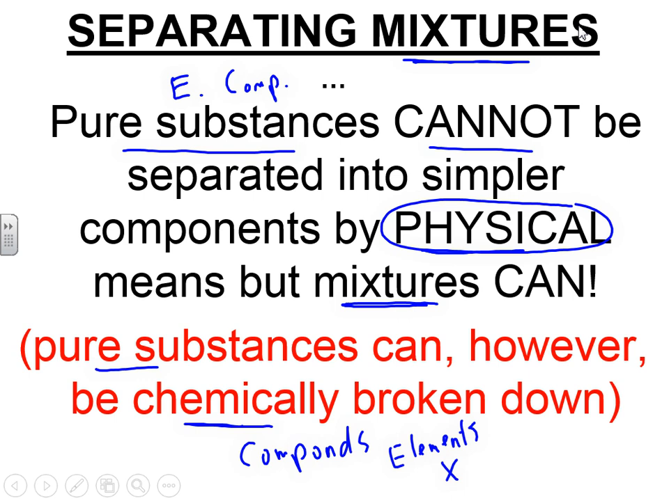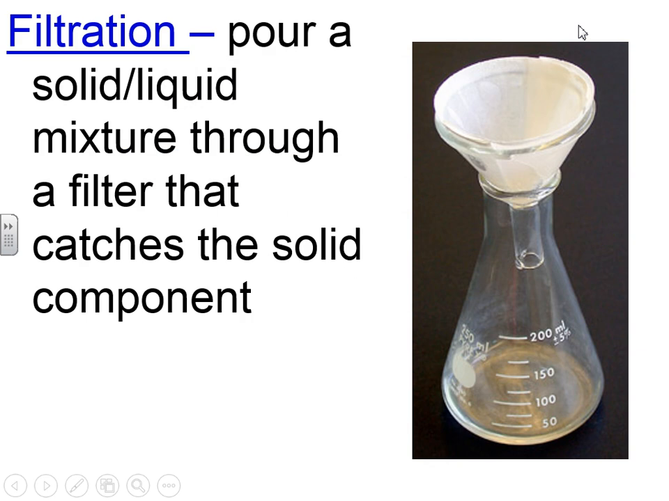The first one is filtration. This is probably the most common one. Most people have heard of it, and we use filters all the time in brewing coffee, for example. What you do in filtration is, here you have a funnel that's set up with a piece of filter paper inside of it. Usually it's a circular piece of filter paper, then that's folded up and placed inside the funnel.